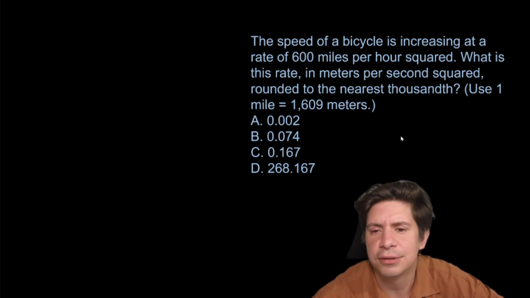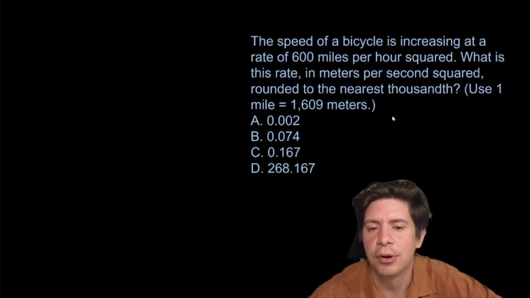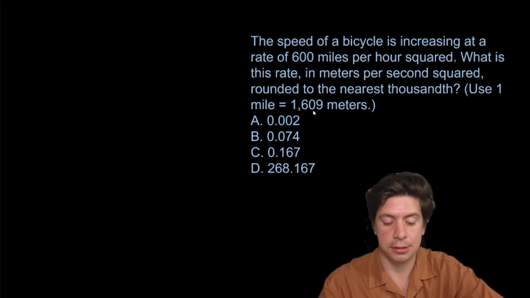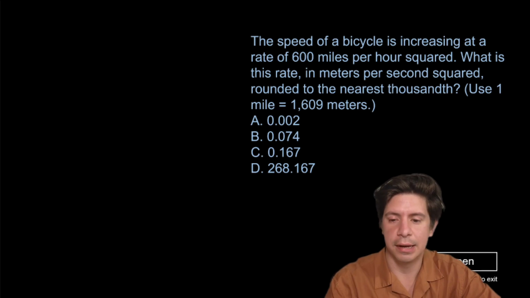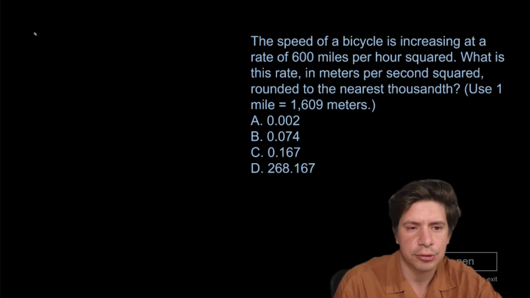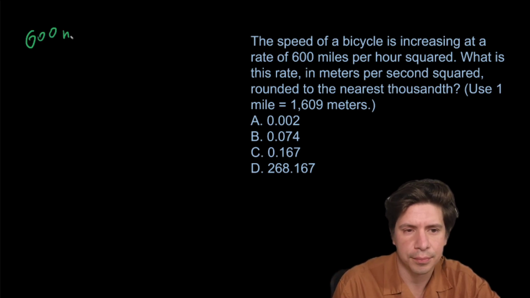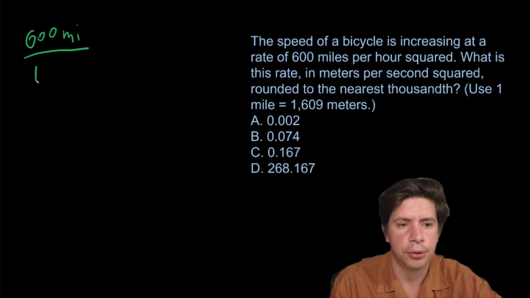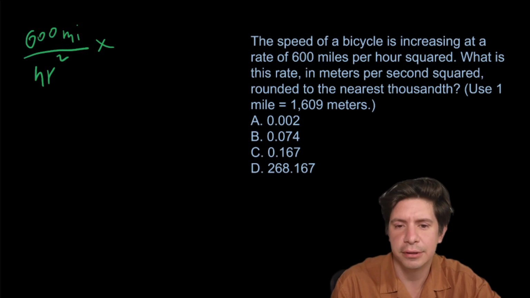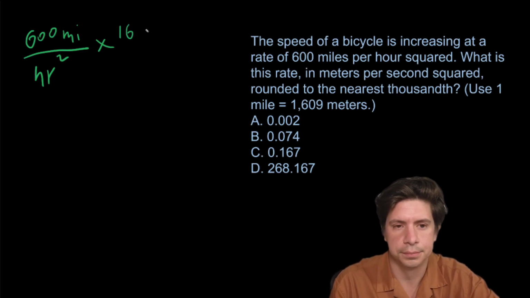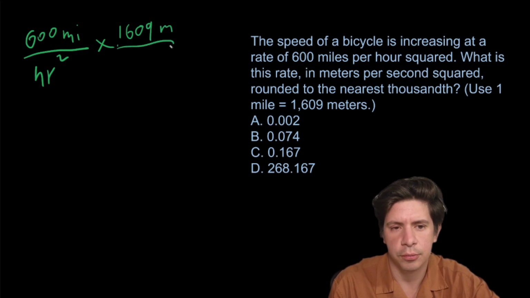The speed of a bicycle is increasing at a rate of 600 miles per hour squared. What is this rate in meters per second squared, rounded to the nearest 1,000th? Use 1 mile as 1609 meters. Okay, so we have 600 miles per hour squared. So to convert from miles to meters, we're going to do 1609 meters in 1 mile.